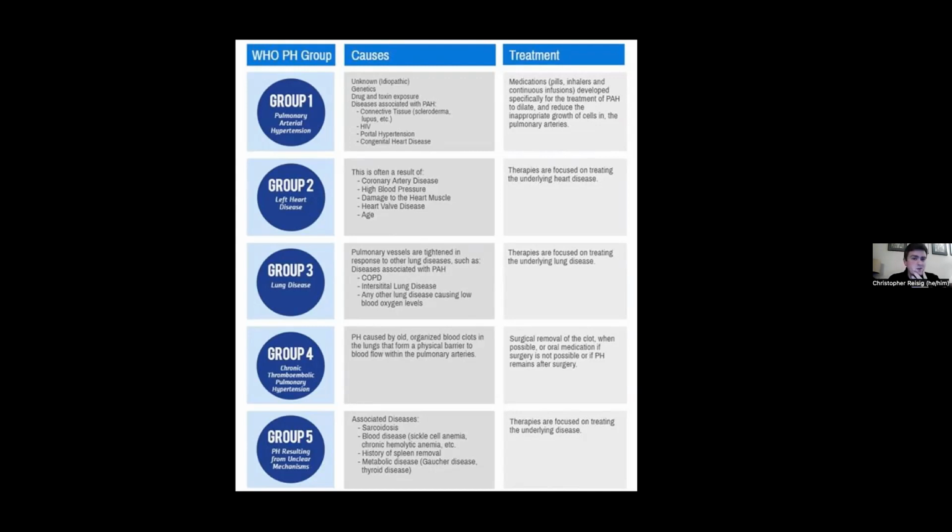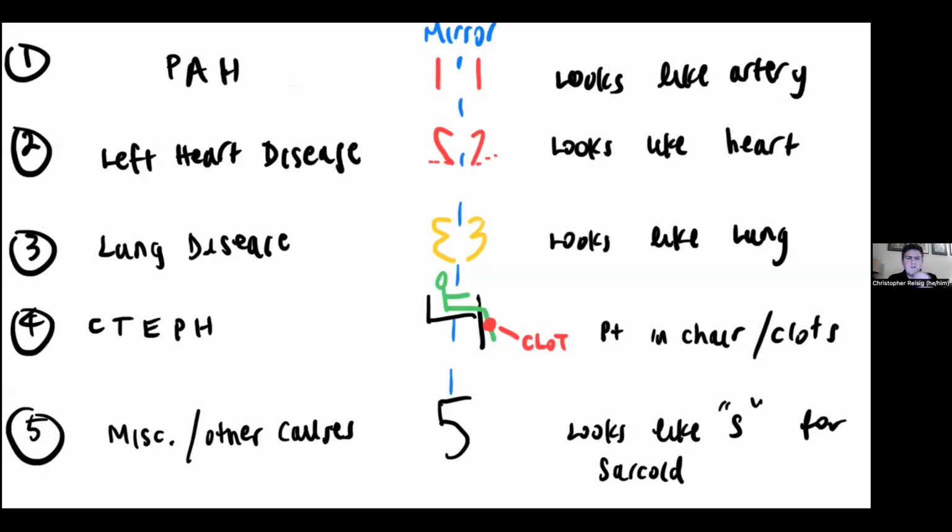I don't know if it was Clark or Sauer who found this awesome slide, but if you wanted to remember, there's this neat way in which if you mirror it, it can help you remember which group is which. Again, I don't think it's that important that you know which group is which, other than to recognize that pulmonary hypertension has a lot of different looks about it.